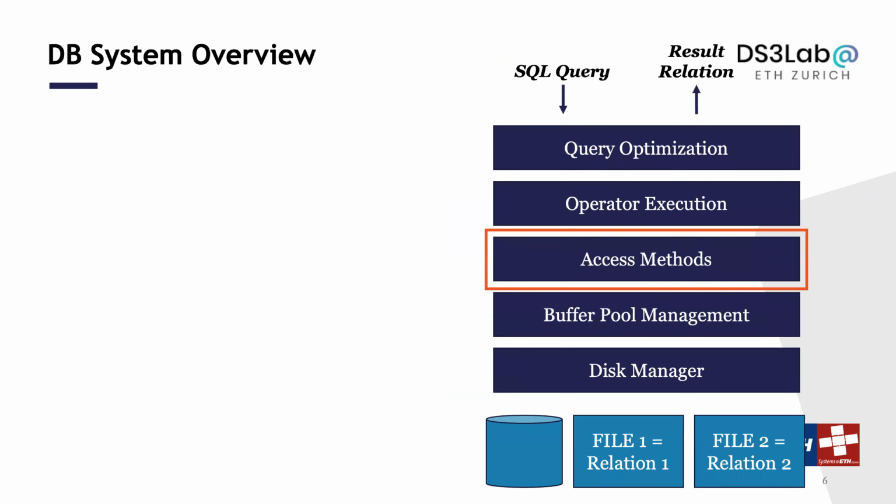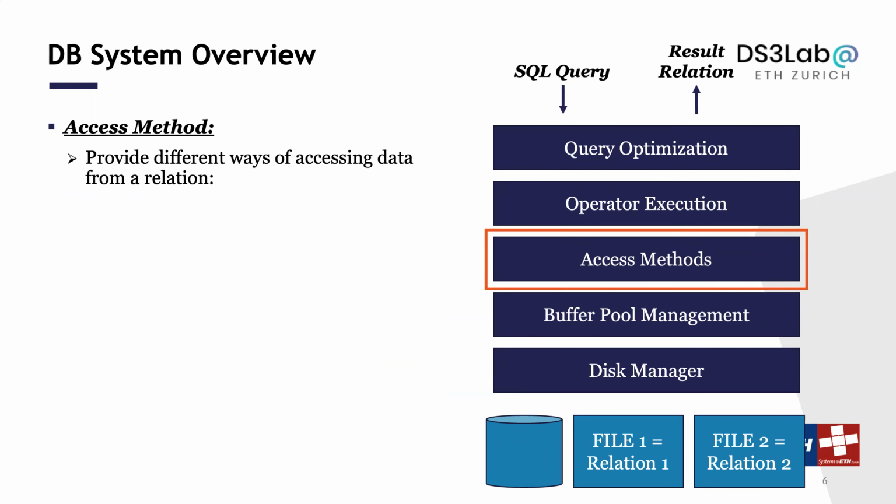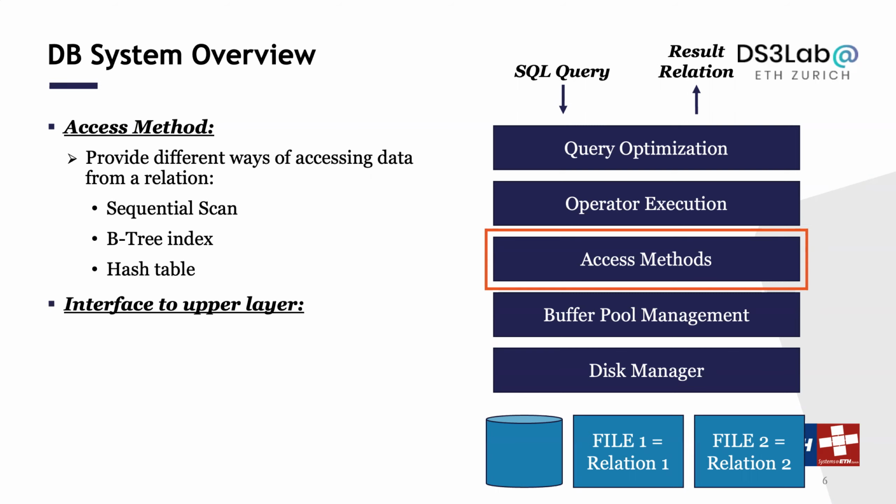And then we move one layer up and we talk about a whole bunch of access methods, right? Essentially, it tries to provide different ways of accessing data from a relation. You can do sequential scan on your relation. Last Wednesday, this Wednesday we talk about B-tree index, right? So today we are going to talk about the hash table, right? All of this is going to provide different ways you can access information from the relation.